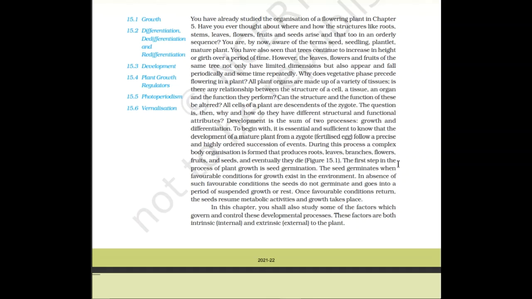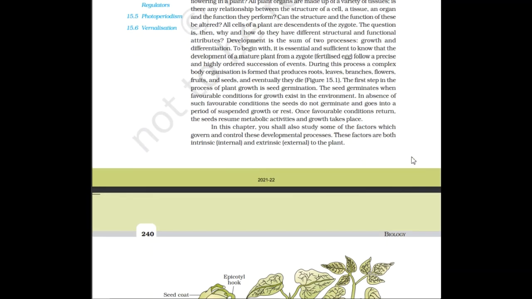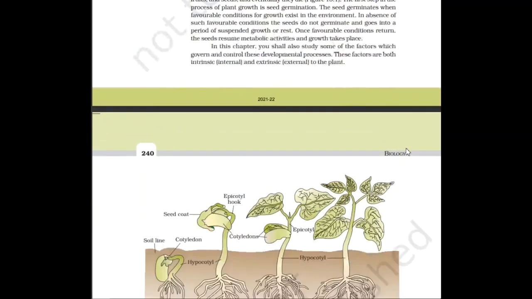The first step in the process of plant growth is seed germination. The seed germinates when favorable conditions for growth exist in the environment. In the absence of such favorable conditions, the seed does not germinate and goes into a period of suspended growth or rest. Once favorable conditions return, the seeds resume metabolic activities and growth takes place. In this chapter, you shall also study some of the factors which govern and control these developmental processes. These factors are both intrinsic, internal, and extrinsic, external to the plant.